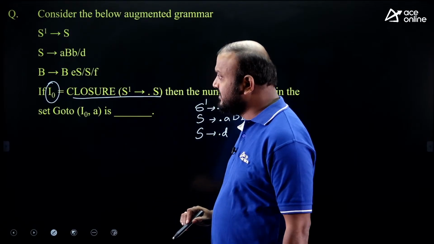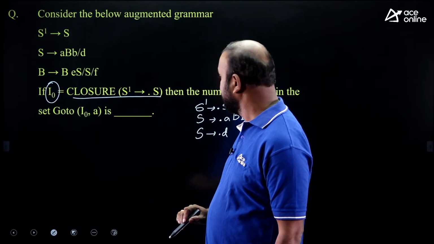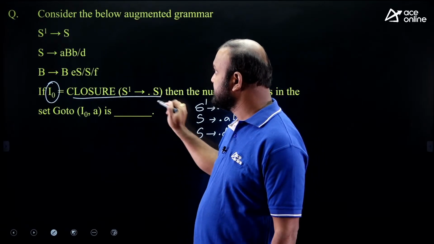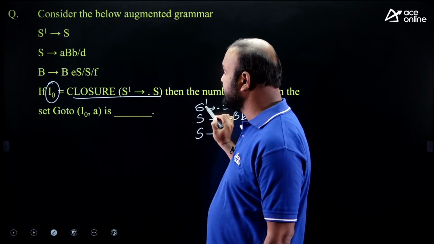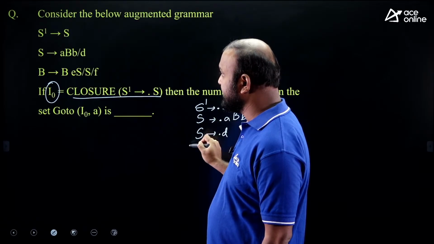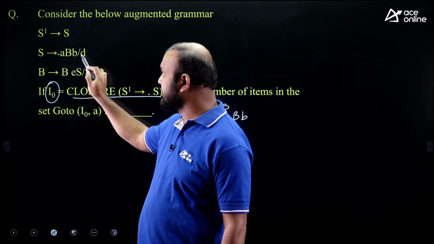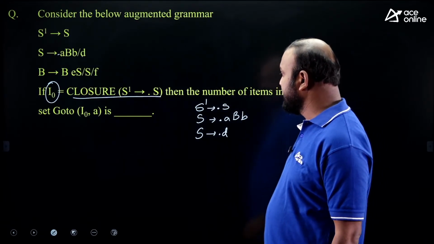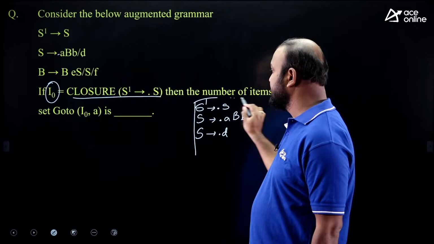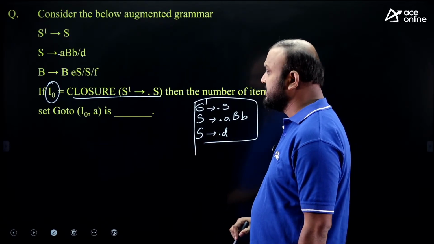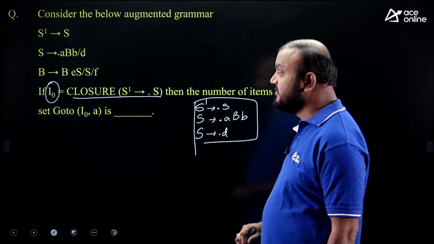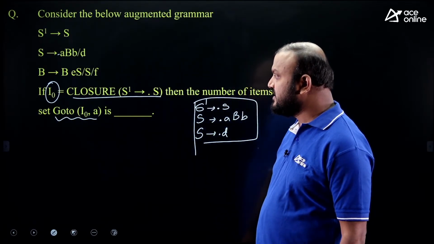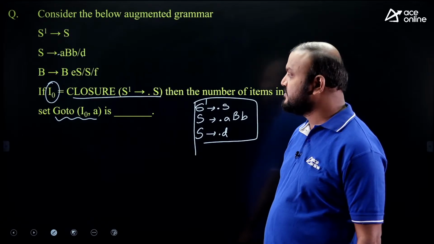And that's it. Any other? Look at S dash tends to dot S. We have to write S productions, and both S productions start with a terminal, so the B productions are not going to be added. Because the B productions are not going to be added, the question is the number of items in the set goto of I0 comma A. So the question is slightly different. How many items in this closure of S dash tends to dot S? 3.